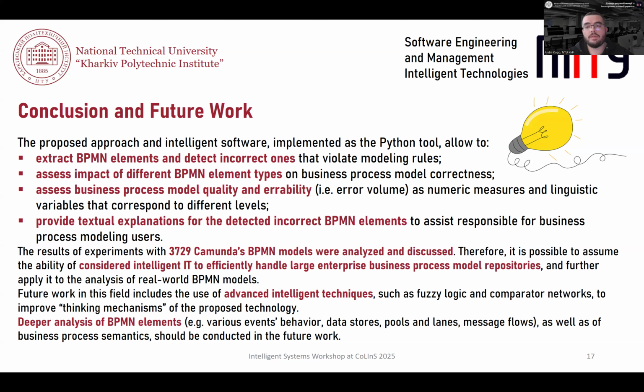We also assume a deeper analysis of BPMN elements like various events behavior, data stores, pools and lanes, as well as message flows to consider collaborative models. And we also will consider business process semantics, which is also in plans for future work.